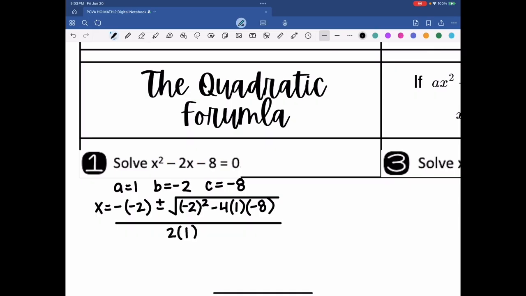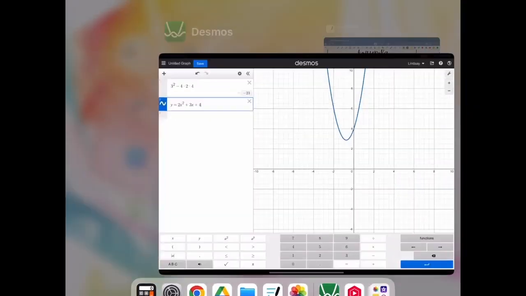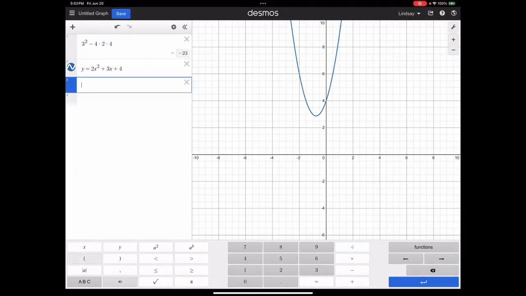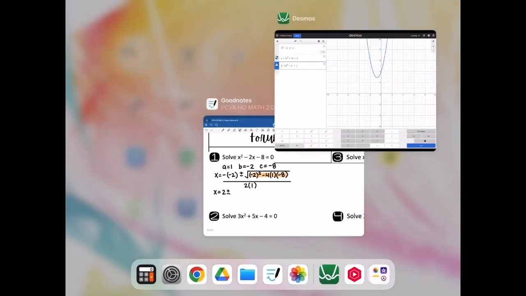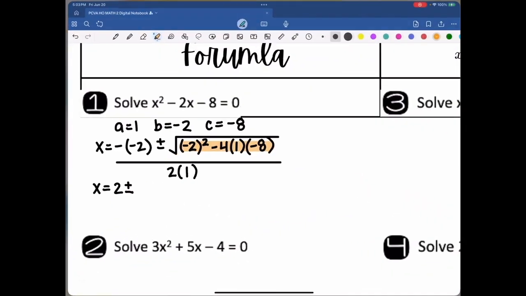Now I know this looks like a lot, but really we just need to simplify it. So a negative, negative 2 is going to become plus 2. And then I'm going to go ahead and type in the discriminant. So the discriminant part, I'm going to type that in and get that value. So we're going to say negative 2 squared minus 4 times 1 times negative 8. And I get 36.